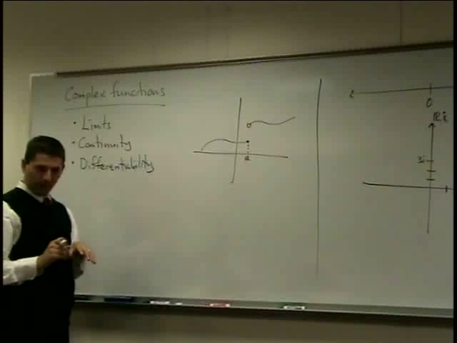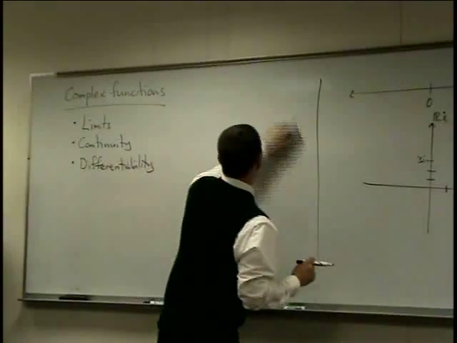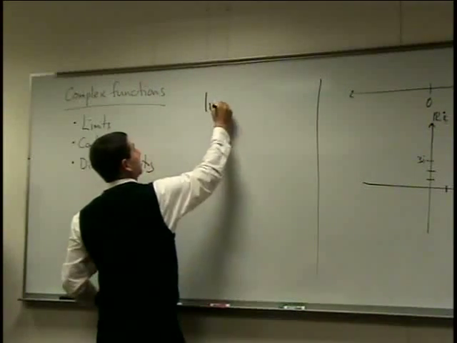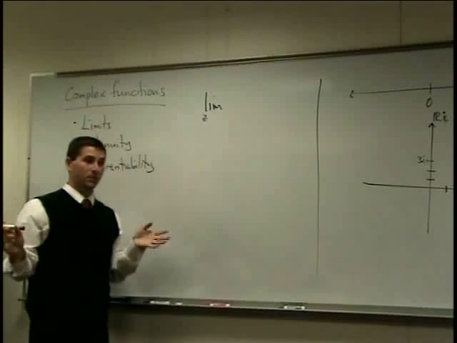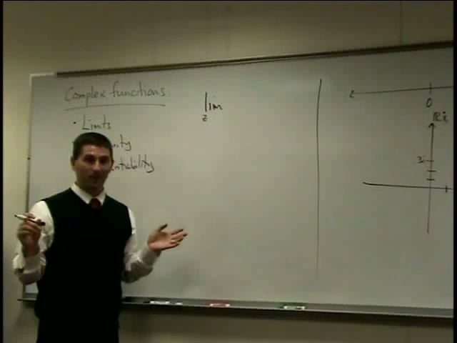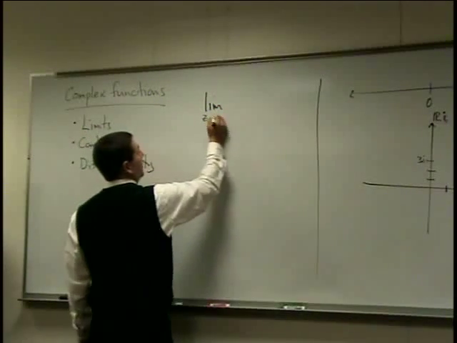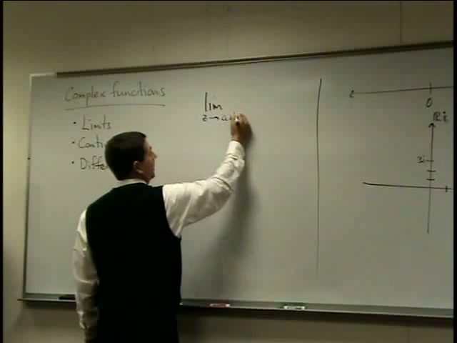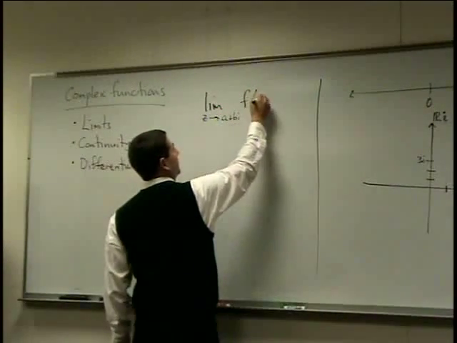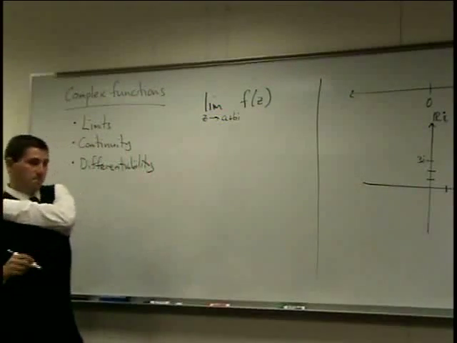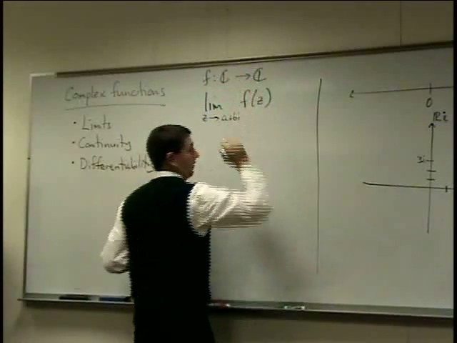When we deal with complex functions, it gets much, much worse. By the way, in real number land, our variable is always x, right? f(x) = x squared, that sort of thing. In complex number land, it's going to be z. So let's say I want to take the limit as z goes to the complex number a + bi, and I want to know what's happening to this function f(z), whatever that function is. So f here is a function that eats a complex number and spits out a complex number.